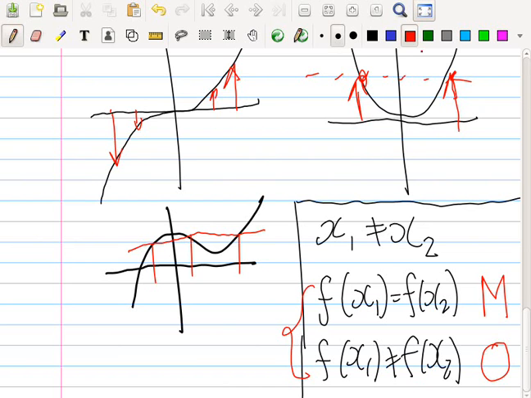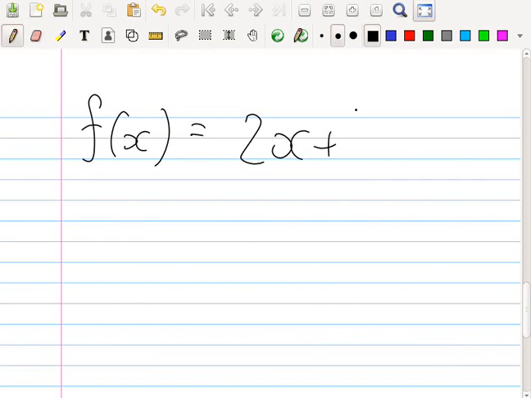Okay. So first example here. Let's take the function f(x) = 2x + 1, and I want to check if it's 1 to 1 or many to 1. Now you probably know the answer already. Which of the two is it, do you think? It's 1 to 1. So we need to check though.